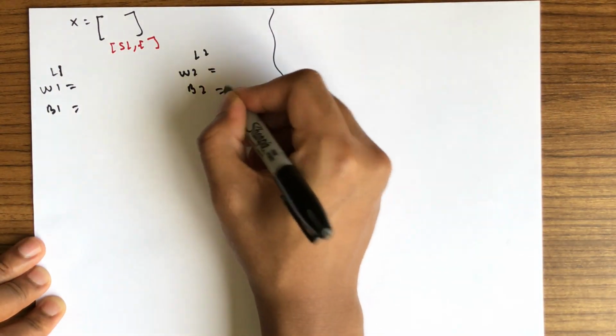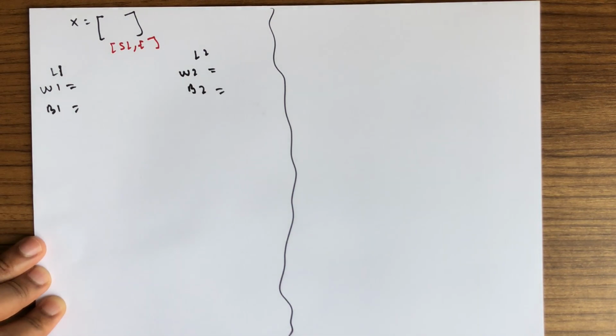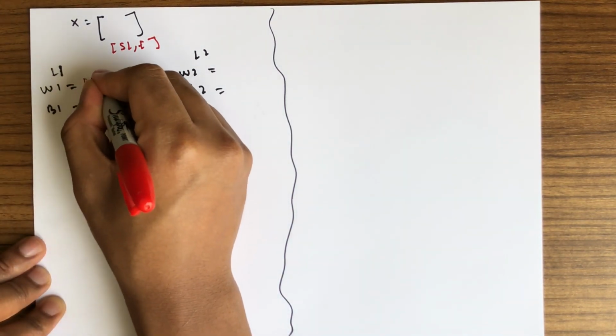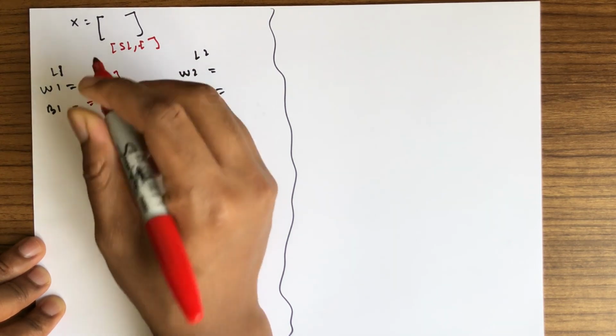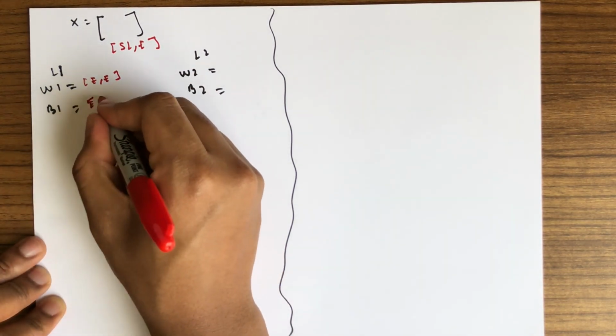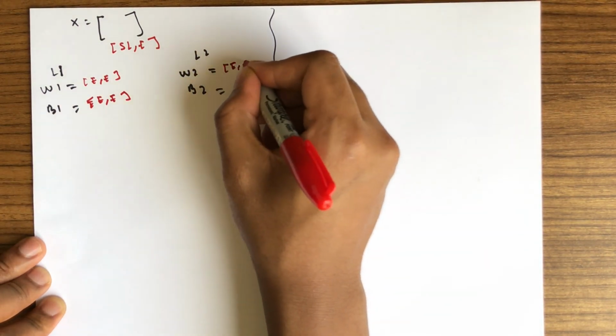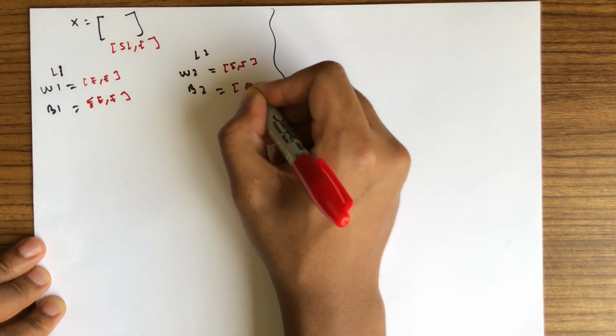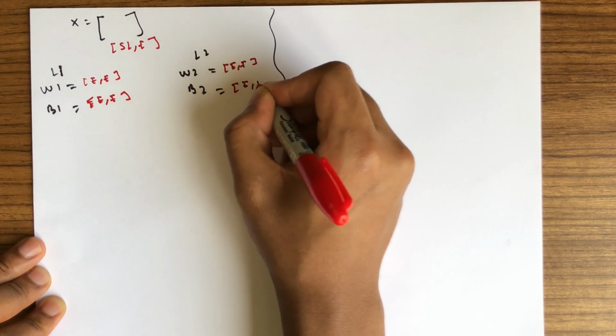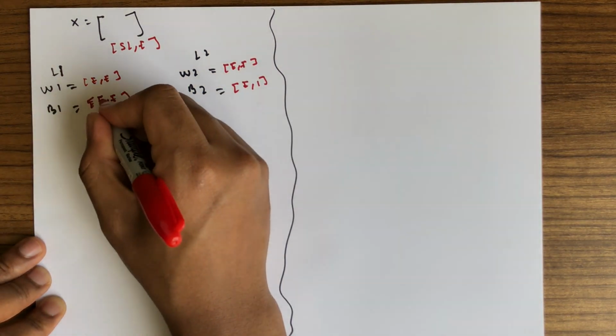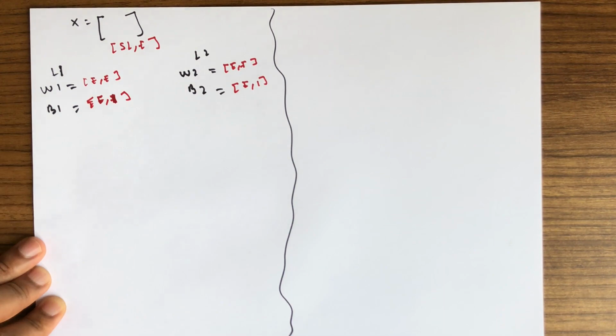They would be used to transform this X. This W1 has a dimension of E by E. This has a dimension of E by E. Similarly, this is E by E. Sorry, this is E by 1. This is also E by 1.